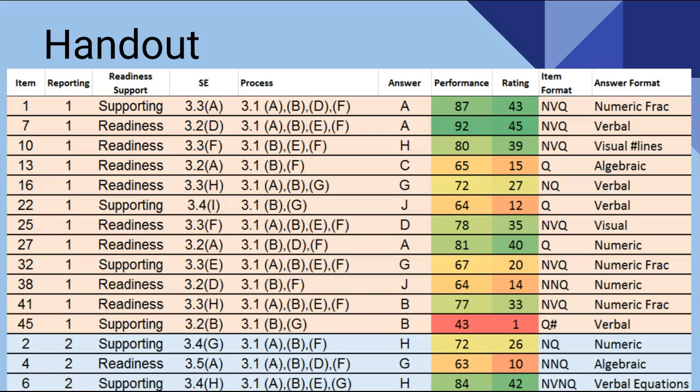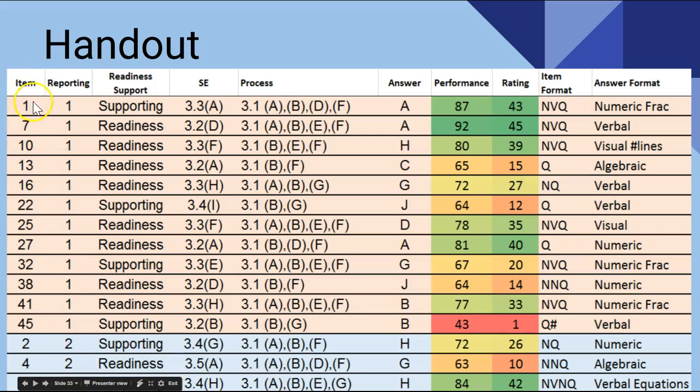You have this handout that should be online for you to get. Please notice that anything that's pink or salmon is reporting category 1. Anything that's blue is reporting category 2. I think you have mustard for reporting category 3, and then it's a green color at the bottom for reporting category 4. So that will tell you the reporting categories.